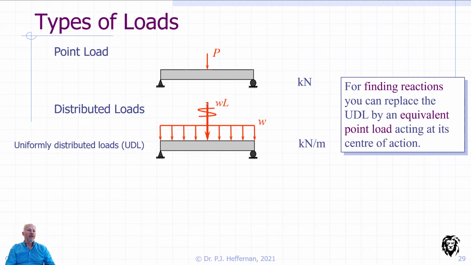And so we can multiply the two together, W times L, and that is the equivalent point load acting through the center of gravity of the rectangle, which is in the middle, and shown here with a little squiggly through it because it is an equivalent point load for the uniformly distributed load. Great for resolving into reactions and things like that.